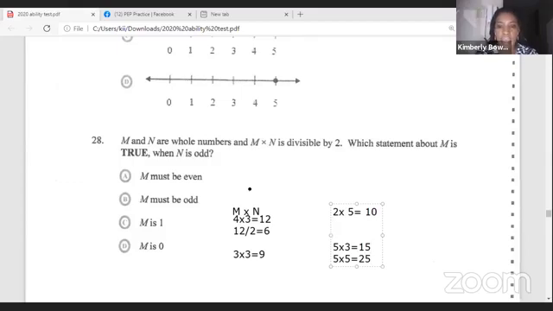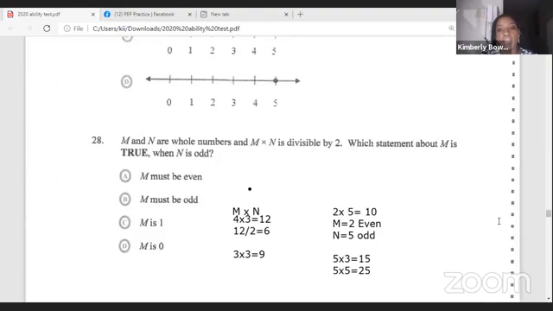So in order for N to be odd, and the divisible by 2 condition to be met, then M has to be even. So M and N are whole numbers 4 and 3. And when you multiply the two of those numbers, M times N equals 12, it must be divisible by 2, which is 12 divided by 2 is 6.